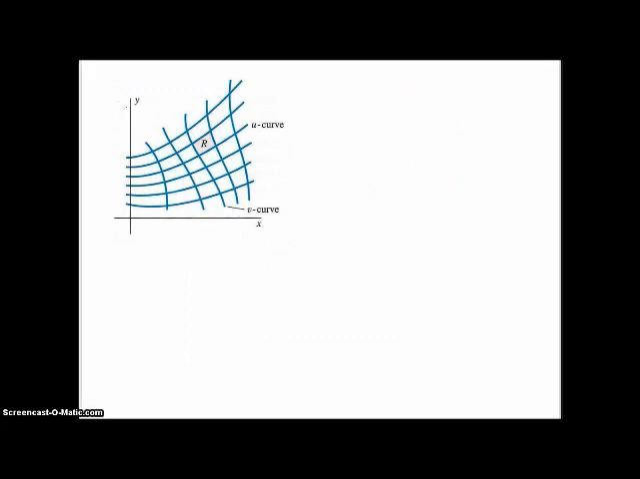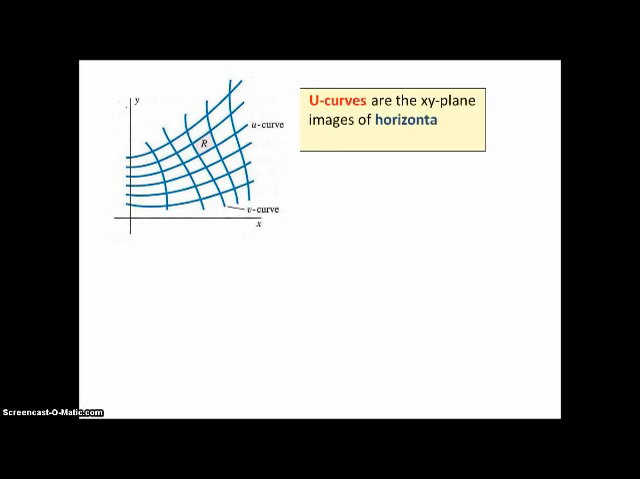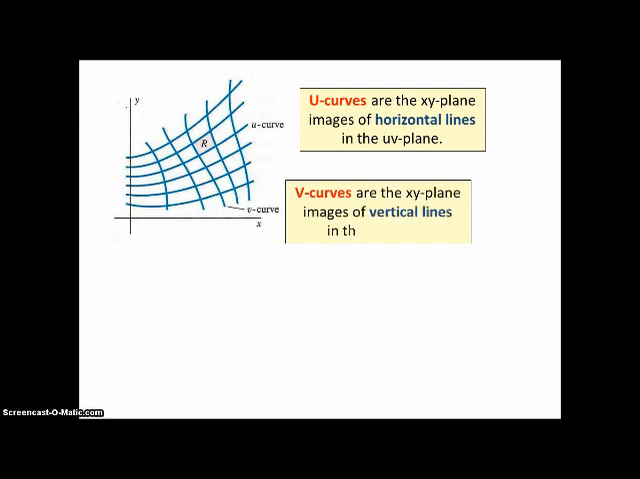So here's our messy, curvy problem in the XY plane. The U curves are the XY plane images of horizontal lines in the UV plane. So we're going from lines to curves. And the V curves are the XY plane images of the vertical lines in the UV plane. So the vertical lines become curvy and the horizontal lines become curvy, and they're not necessarily oriented the way you see here. I mean, it depends on how you construct your transformation T.